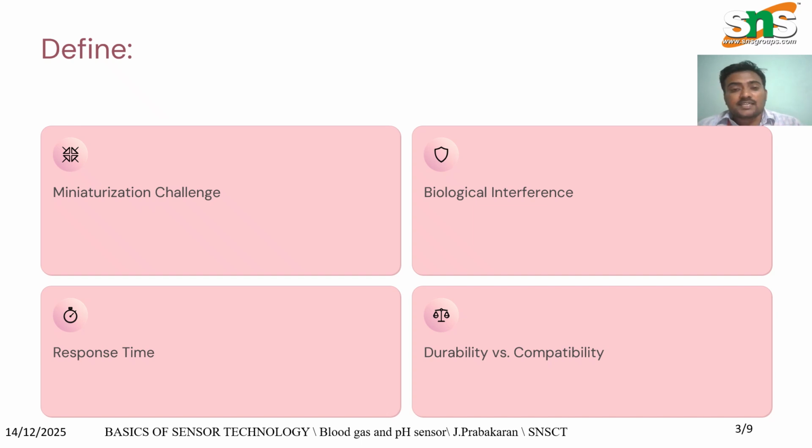The second stage of design thinking is the define stage, which means core challenges. Here, we clearly identify the engineering and medical problems. Major challenges in blood gas and pH sensing are miniaturization, which means the sensor must be very small. The second challenge is biological interference, which means blood contains proteins and cells.